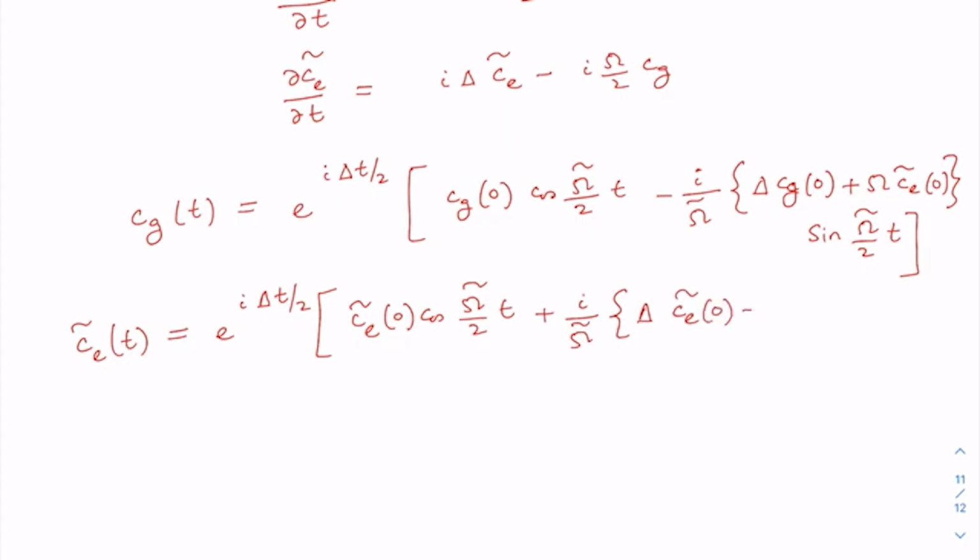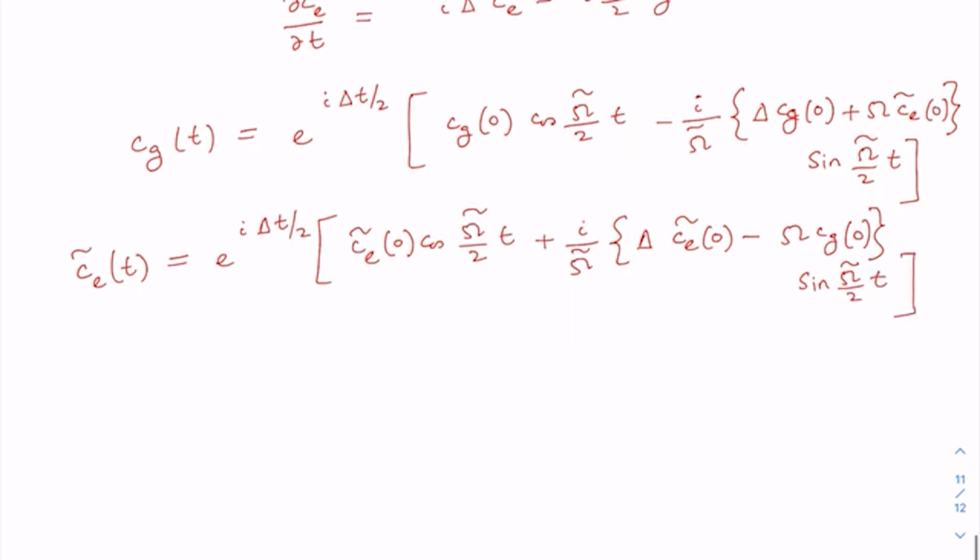C tilde 0 minus omega Cg 0 multiplied by sine omega tilde by 2 t. Here this omega tilde is the square root of omega square plus delta square, and this is known as the generalized Rabi frequency. It is called generalized Rabi frequency.